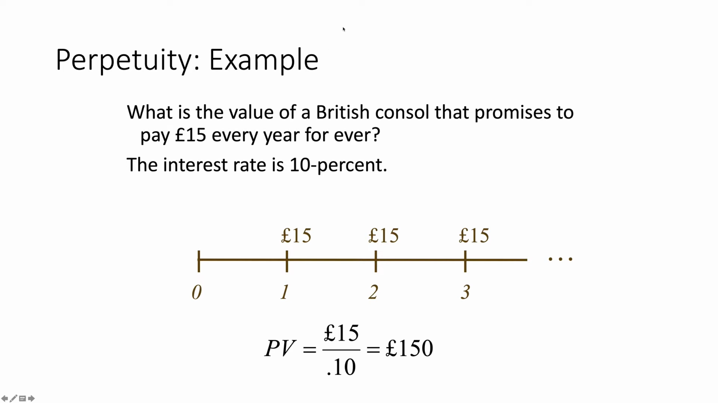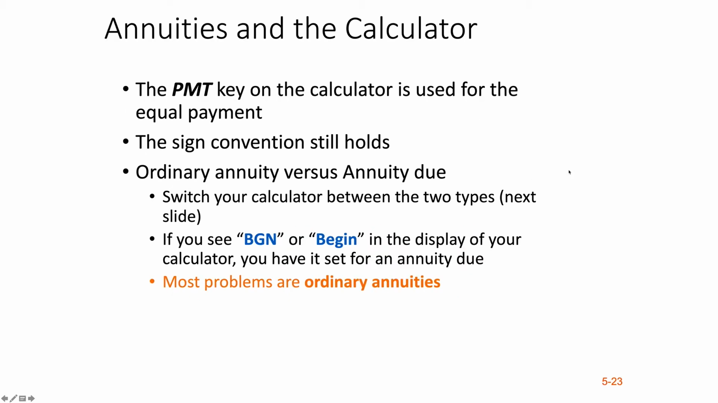Now let's look at non-perpetuity. We have a finite period. We have to rely on the PMT key on the calculator. Each payment is equal, the same payment. Now remember that the sign conventions still hold. Think about cash inflow and cash outflow.